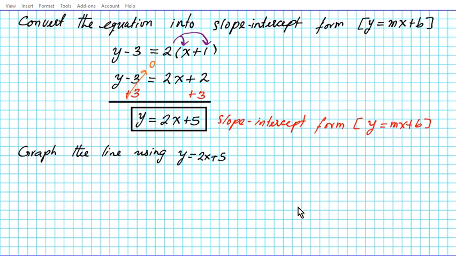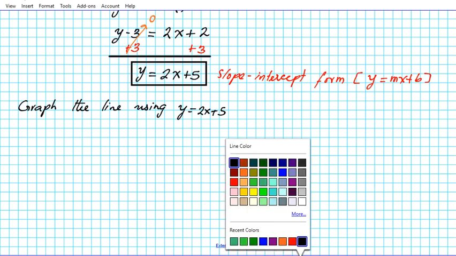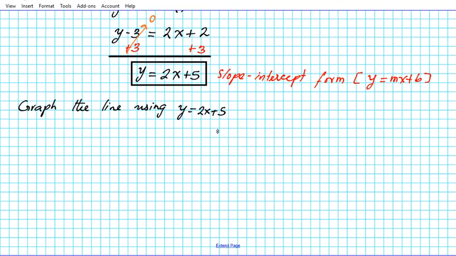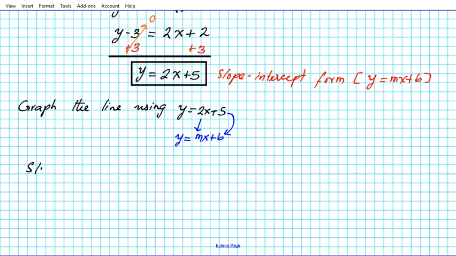To graph this line, we need two pieces of information, namely the slope and y-intercept. To help us determine what those are, let's write down the slope-intercept formula underneath the equation we are graphing right here. So m, the coefficient of x, is our slope, and b, the constant that's been added to that term with m, is our y-intercept. Let's go ahead and write this down. So the slope, which is given by m, is 2.